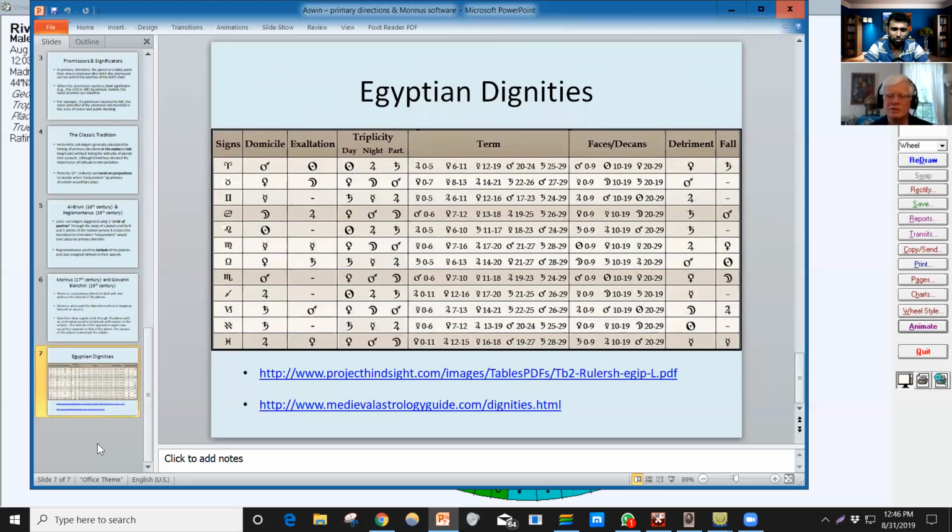Oh, dignities. These are the dignities I used. They were the dignities Dorotheus used. And this table, or one like it, is available on several sites on the internet. I put a couple here. Project Hindsight has a version of it at this link, and Ryan Butler has a very nice site, medievalastrologyguide.com, where he has a version of it at this link. Dignities. Okay, so that was my slides.